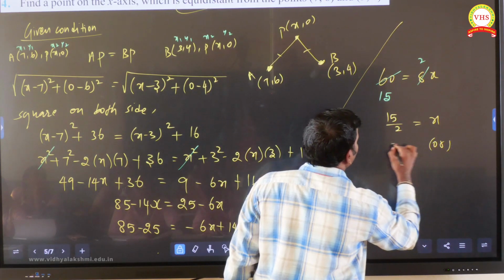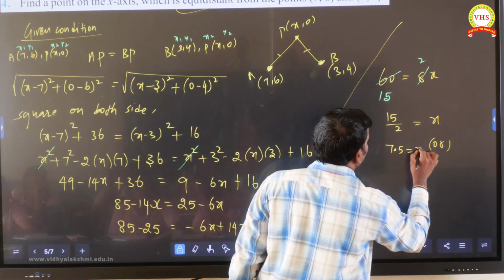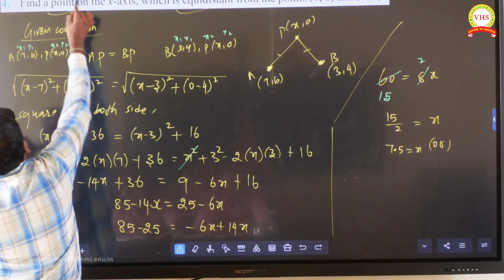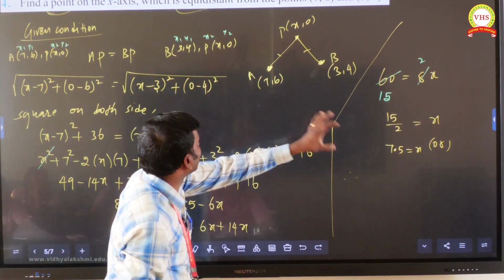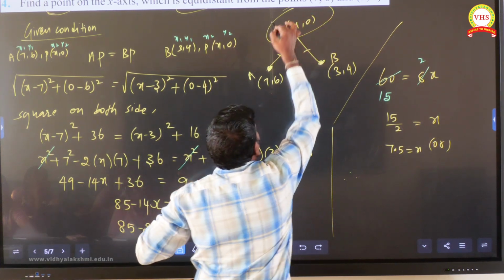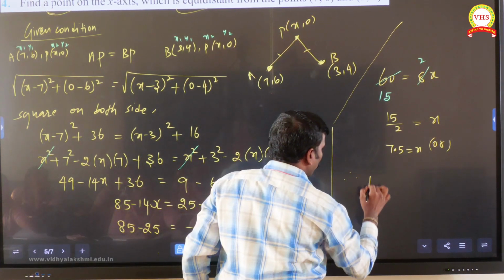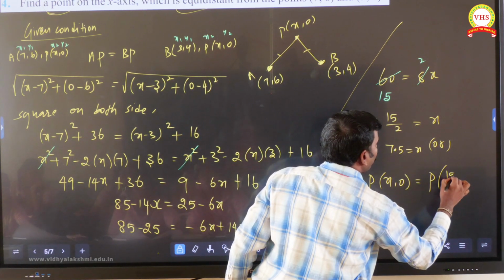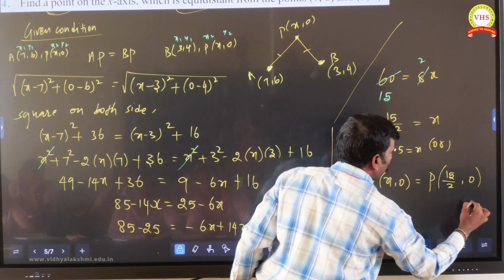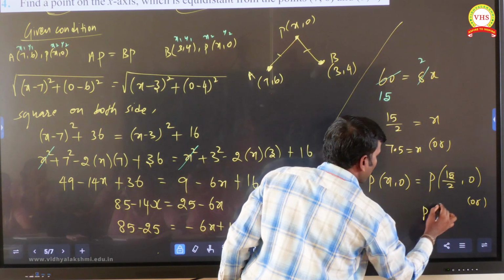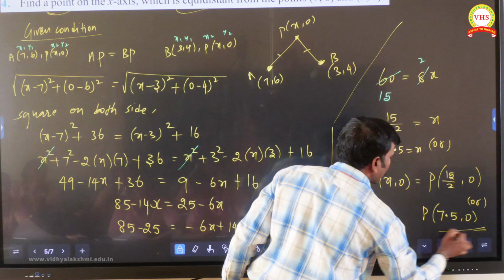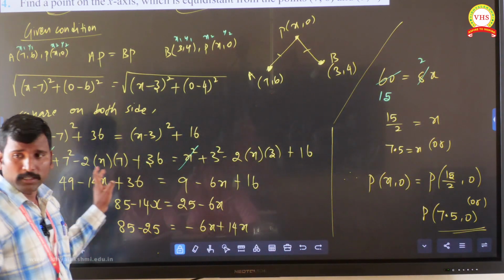Or 7.5 equal to x. Therefore, what did they ask to find? The point or x? The point. So P equal to P of x comma 0, which is equal to P of 15 by 2 comma 0, or P of 7.5 comma 0. Like that we have to represent it. Understand? Is it okay? This is question number 5.